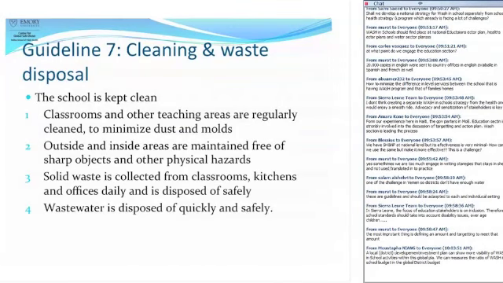It's important that the school is kept clean, that classrooms and other teaching areas are regularly cleaned to minimize dust and mold. Outside and inside areas are maintained free of sharp objects and other physical hazards. Solid waste is collected from classrooms, kitchens, and offices, and wastewater is disposed of quickly and safely.